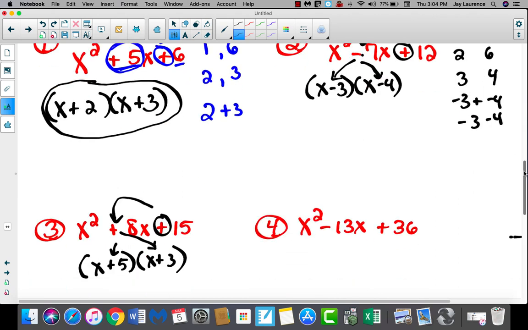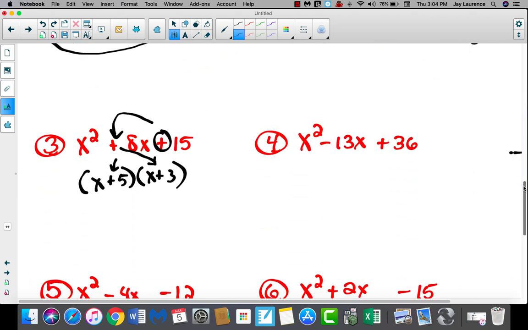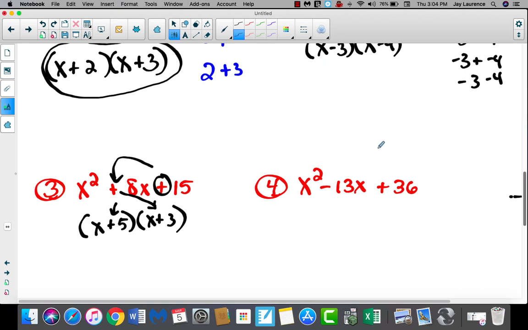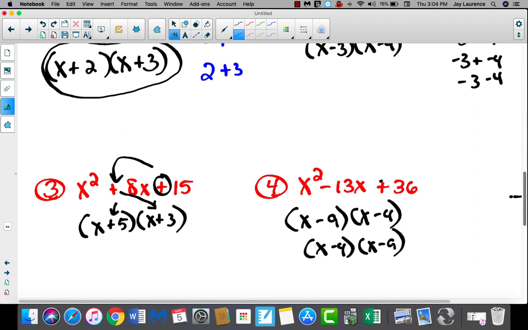No, it is not. All right, so hopefully you did number 4. If you haven't, pause the video and try it. Here comes my solution. I need two factors of 36 that add to get negative 13. Well, that's going to be an x minus 9 and an x minus 4. Now somebody's saying, no, Mr. Lawrence, it's x minus 4 and x minus 9. But if you know the commutative property, you know both those answers are the same. So there you go. We just factored.